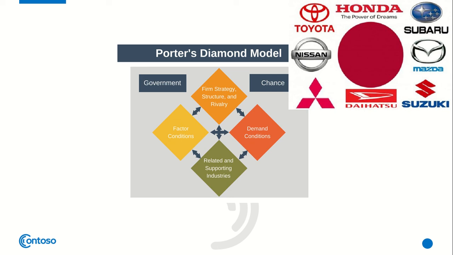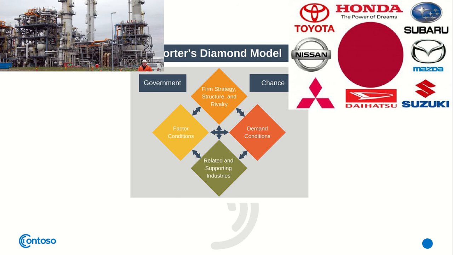So then we have factor conditions. Factor conditions in a certain country refer to the natural capital and human resources available. Some countries are, for example, very rich in natural resources, such as oil, for example, in Saudi Arabia, and even in the Philippines, we are rich in natural resources. So this explains why Saudi Arabia is one of the largest exporters of oil worldwide.